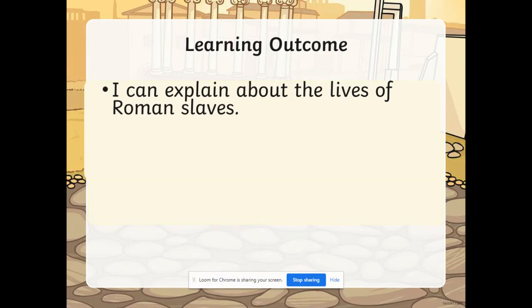So for the learning outcome, I can explain about Roman slaves. We look at the Roman Empire, the action of the Roman Empire, Celtic language, Roman roads. Roads were very great, and they brought slaves to Rome.